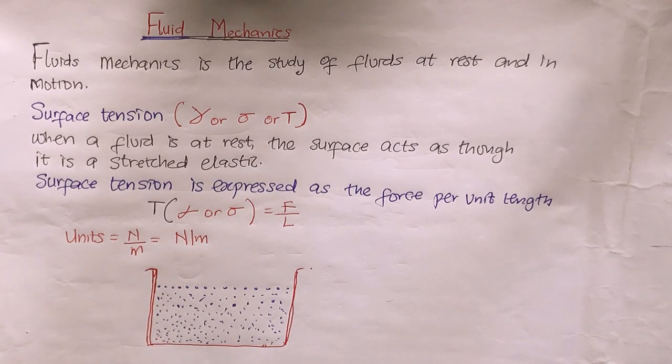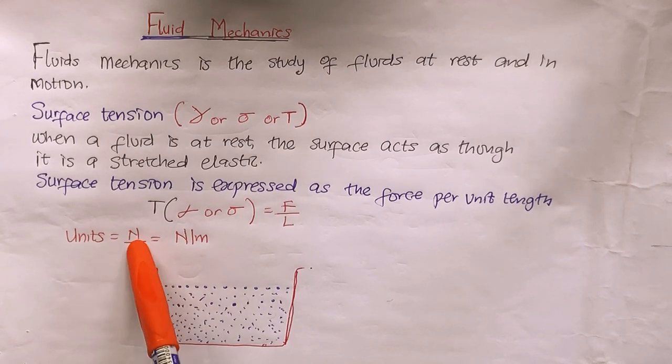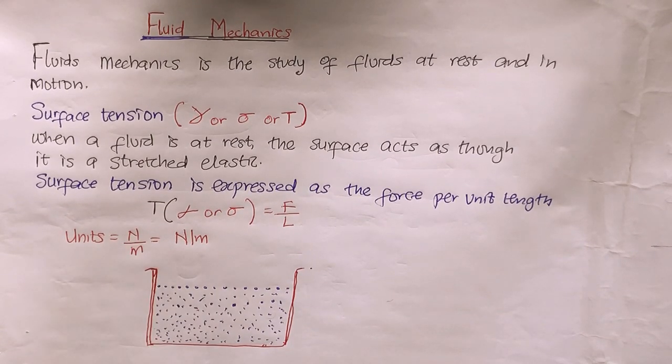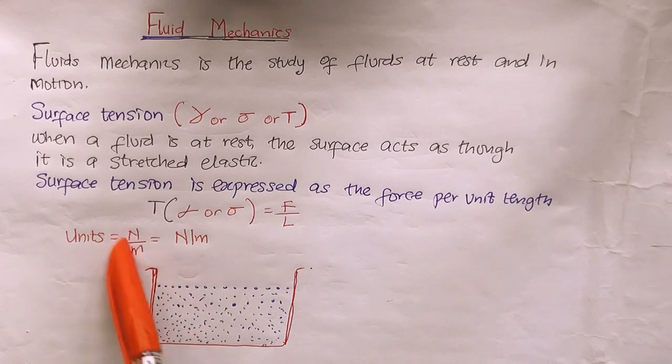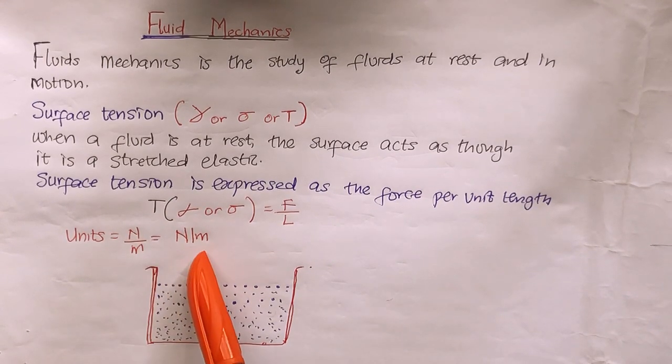Then surface tension is expressed as force per unit length. That is, a force that acts on a fluid along a particular length. Force per unit length is what we call surface tension. Now looking at this, the unit is Newton per meter, because Newton represents the unit of force and meter represents the unit of length.